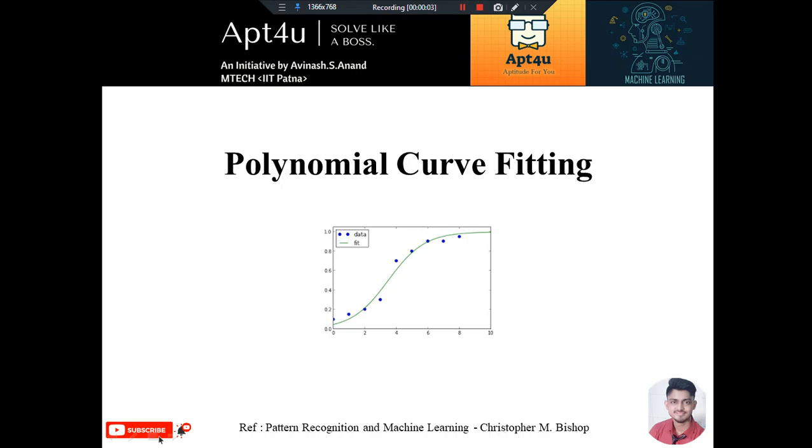In this particular video, we are going to discuss a concept called polynomial curve fitting. This is something that we come across when we are introduced to machine learning.